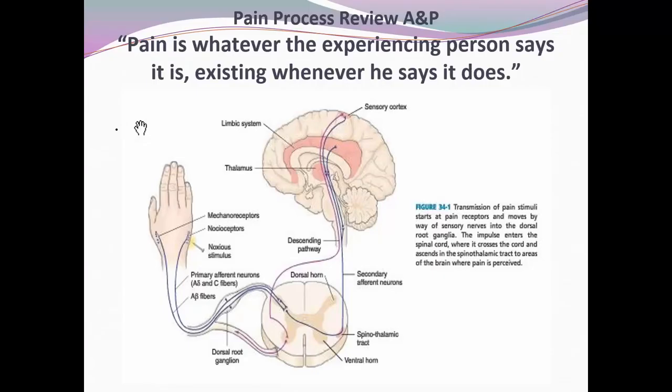So let's begin with a brief review of the pain process from anatomy and physiology. Pain is transduced or felt by nociceptors, which convert the stimuli into a pain impulse. It's then transmitted from the periphery to the brain by nerve fibers to the dorsal horn of the spinal cord. Then it goes up the spinal cord to the brain.